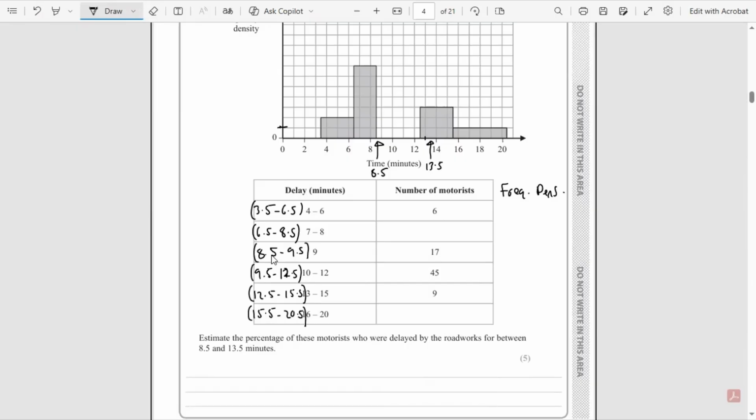So if we look at our first bit of information for the 3.5 to 6.5 group, we have 6 motorists. Now we can work out the frequency density for that first group because remember again, frequency is equal to class width times frequency density. Now, the class width for this first group is 3. Okay, 6.5 take away 3.5 is 3. Number of motorists is 6. So the frequency density is going to be 6 divided by 3, which is equal to 2.